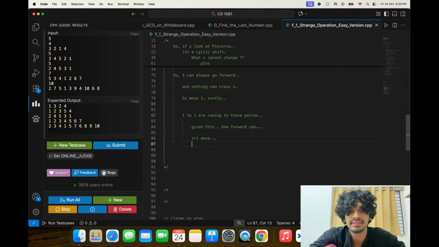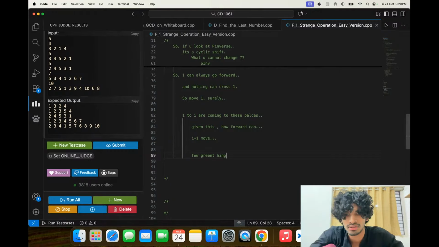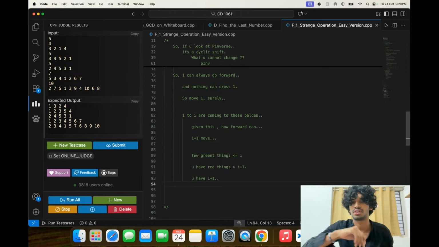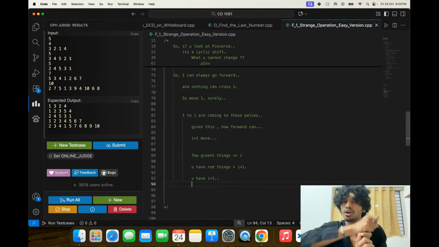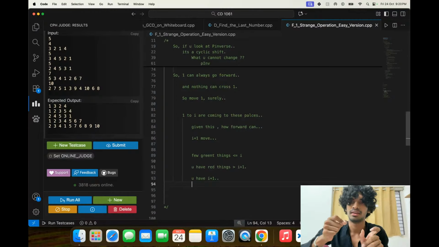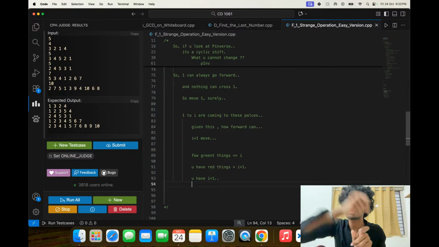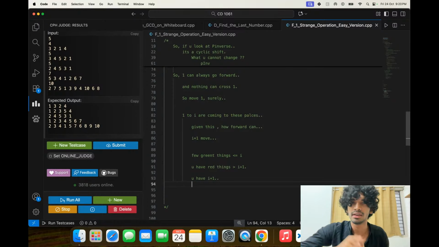You have few green things, less than or equals to I ones, okay? You have red things greater than I plus 1. You have I plus 1 playing the game. So green things are coming to their position. You have red things. I plus 1 can never cross a green. It can only cross even number of red things, okay? It can only cross even number of red things and then they are coming forward.